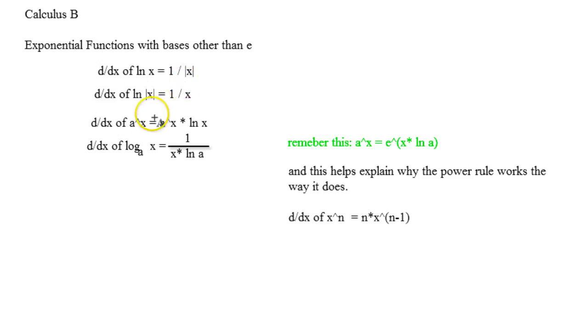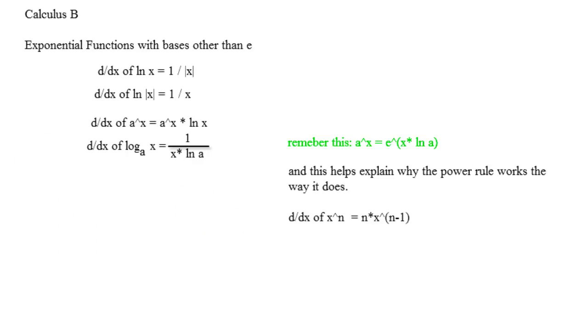Okay, now the derivative of a to the x, and a could be any number, it just has an x in the exponent, would be a to the x times the natural log of a. Now the derivative of log base a of x is going to be 1 over x times the natural log of a.